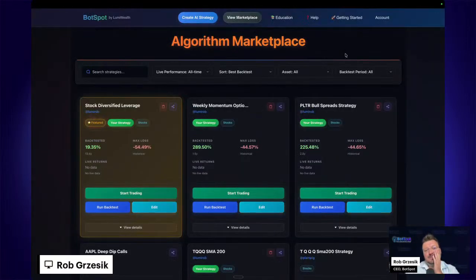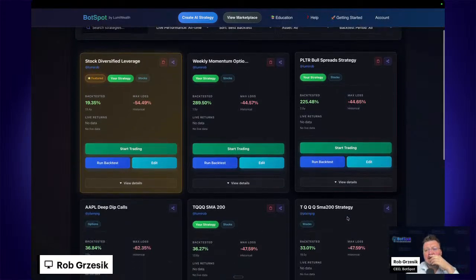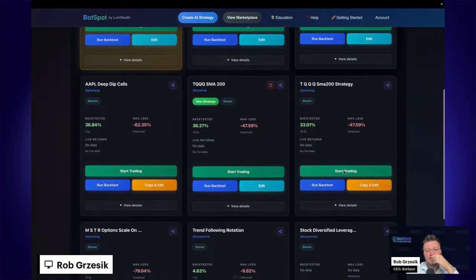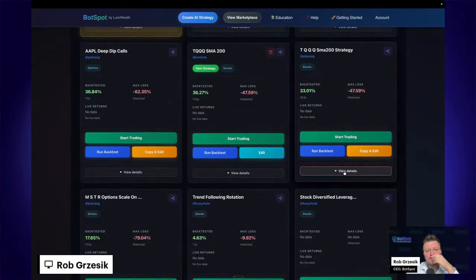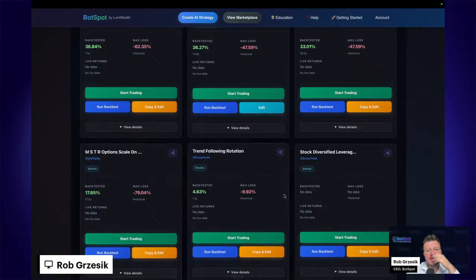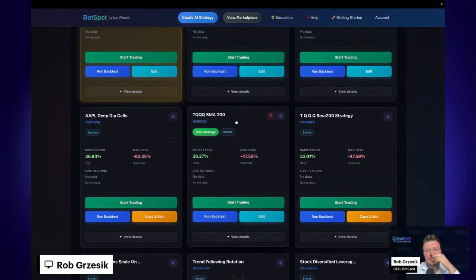Another thing that we could do is we could trade this Palantir bot, right? Maybe what we could do, here's an idea. We could take this strategy. Yeah, this Apple deep dip calls. We have MicroStrategy option scaling. What else do we got in here? We have the TQQQ simple moving average. This is actually a bot that I really like.